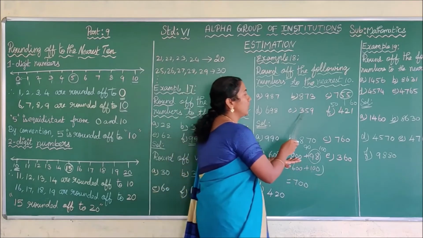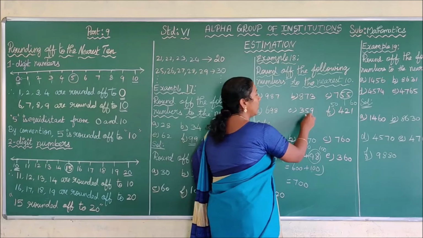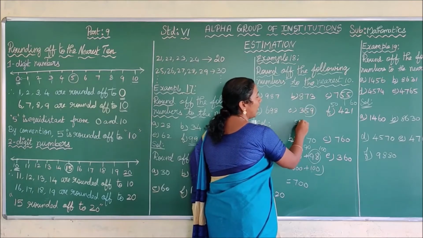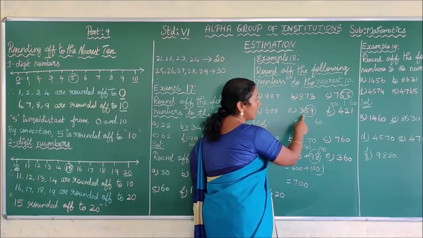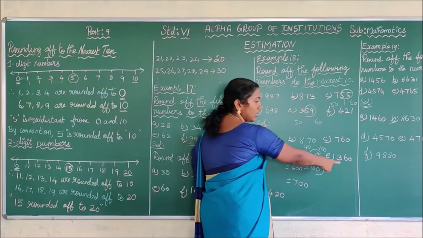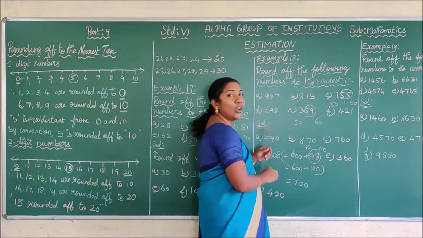Okay. See the next one, 359. 59 lies between, yes, very good, 50 and 60. So you have to round up the 59 to 60. Thus your answer is 360. Is it clear, children? See the next one, 421.